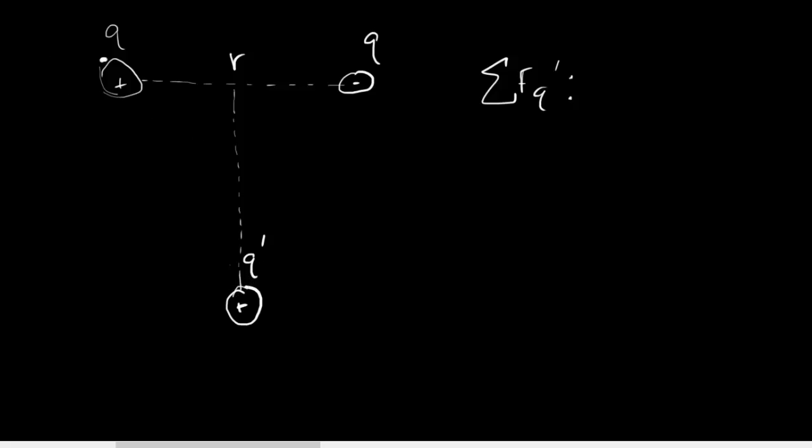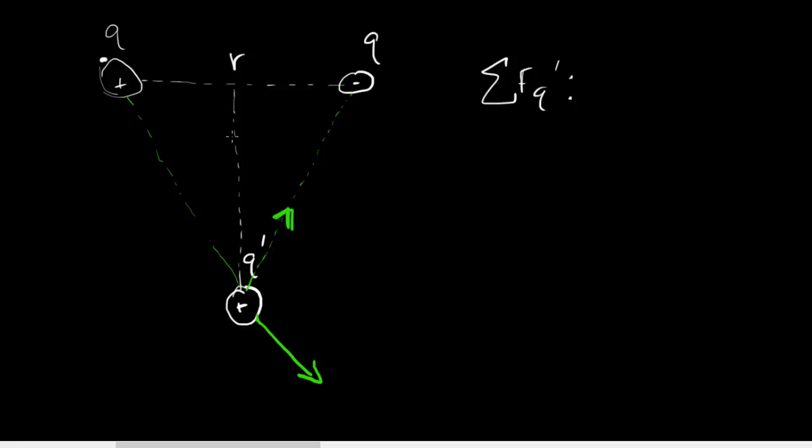Okay, so let's first talk about the direction. What is the direction of the force between Q prime and minus Q? The direction of the force is going to be attractive along the line that joins them in this direction. And what about the direction of the force between the plus Q and the plus Q prime? This is the line that joins them, so it's going to be repulsive in this direction.